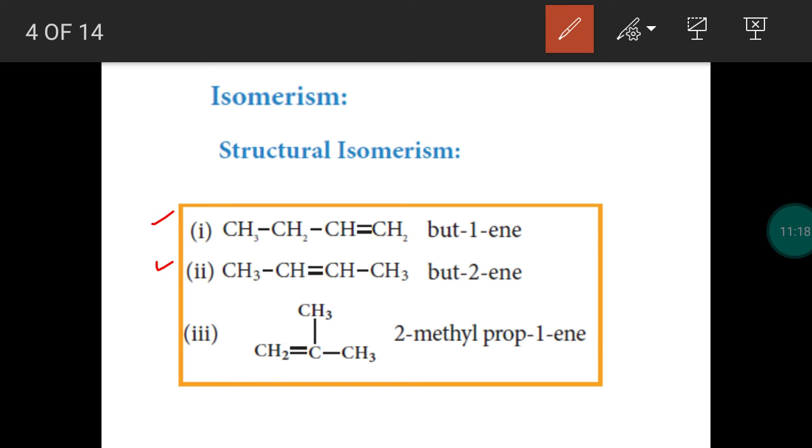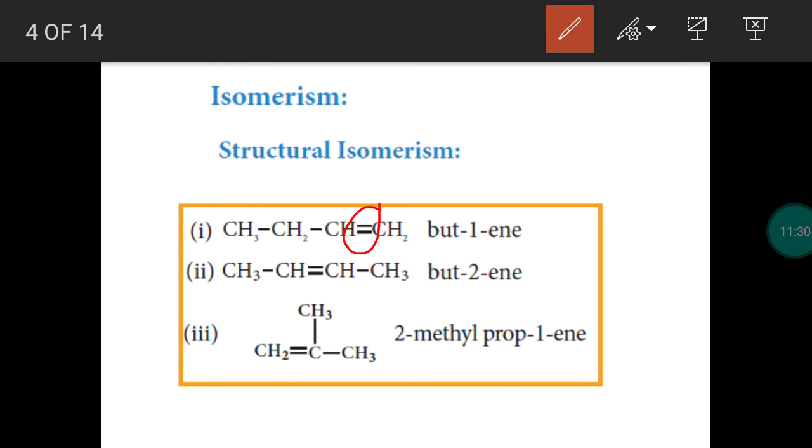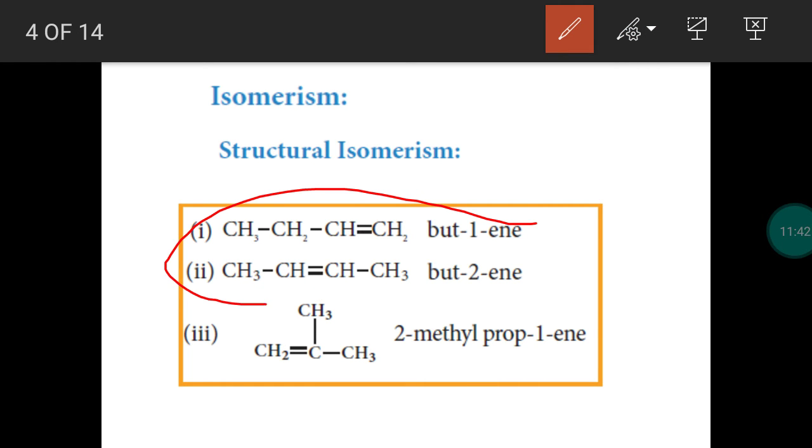Both are straight chain compounds. But where do you find the difference? We find the difference in the position of the double bond. In compound 1, the double bond is present between the first and second carbon. In the next example, the double bond is present between the second and third carbon. So compounds with the same molecular formula but different position for the functional group. Here the double bond is behaving as a functional group.